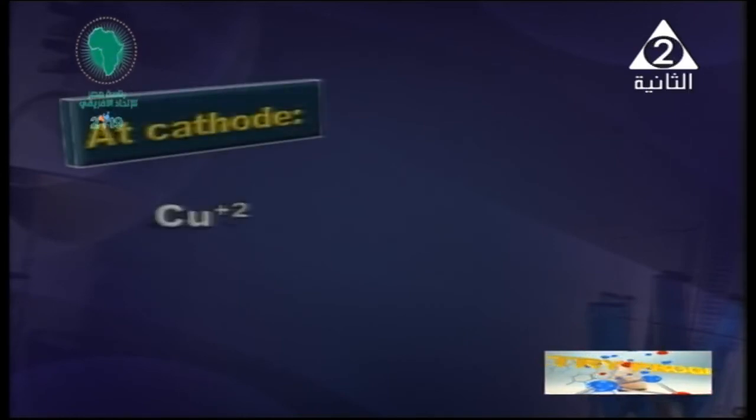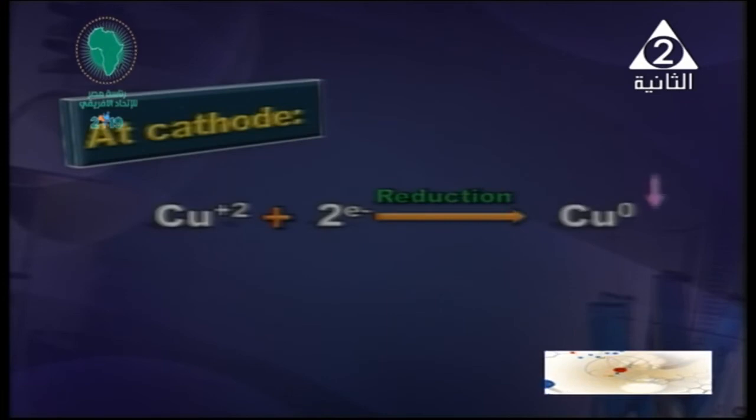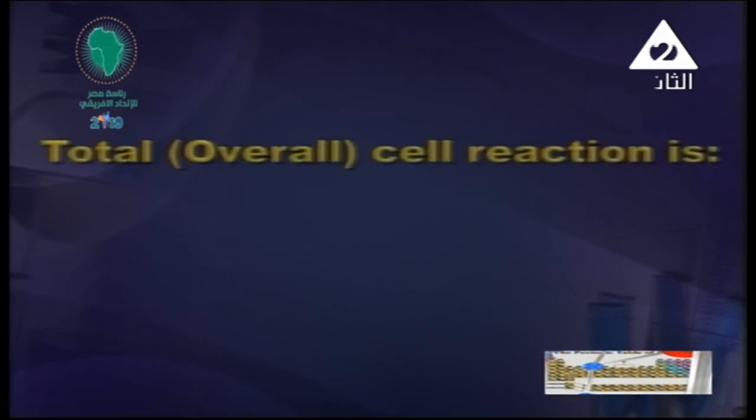At the cathode, Cu2+ gains 2 electrons in a reduction process to form Cu0. Cu0 precipitates on the copper electrode and increases its mass. What about the total cell reaction? What about the overall reaction in this cell?